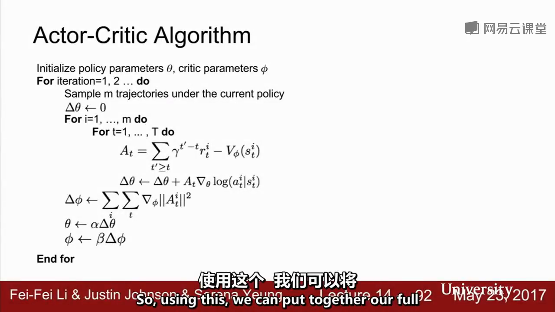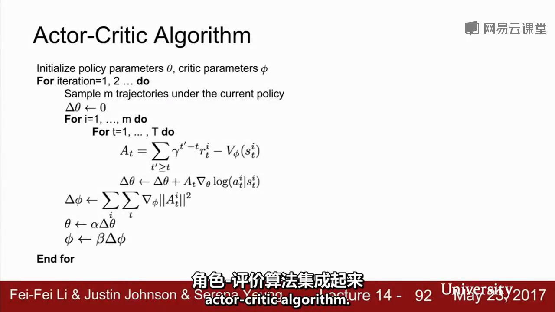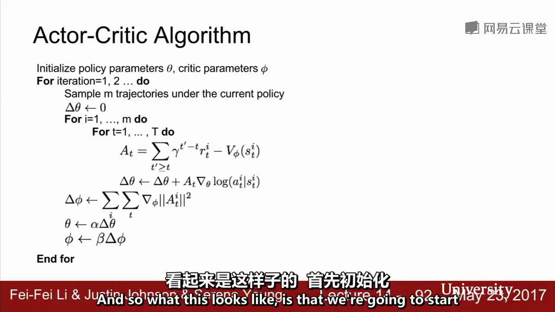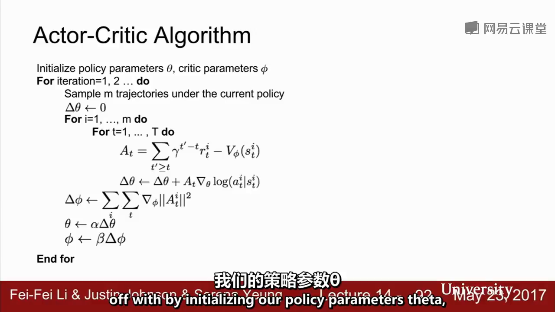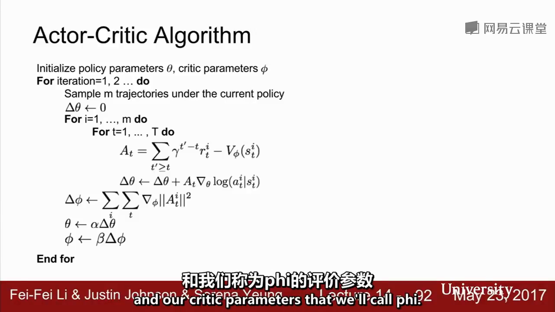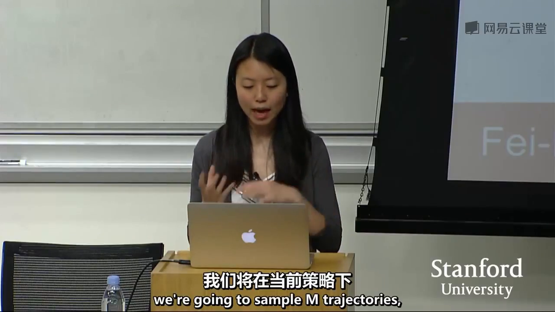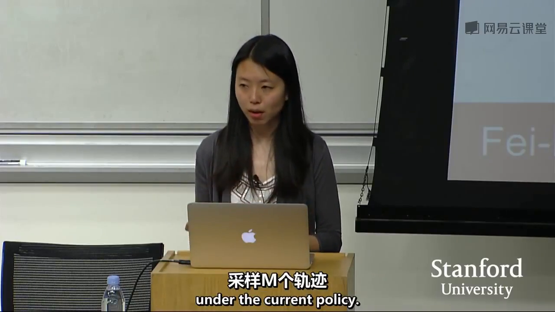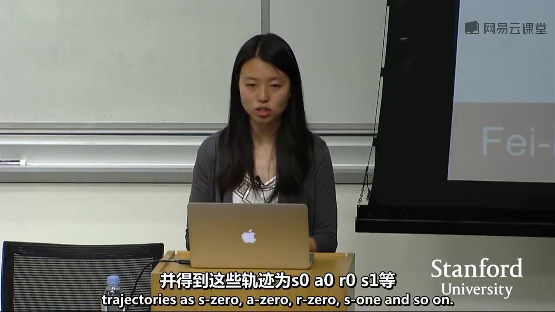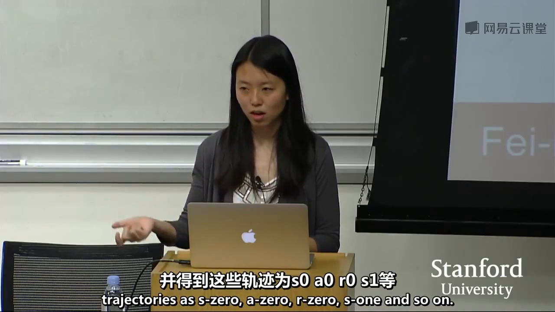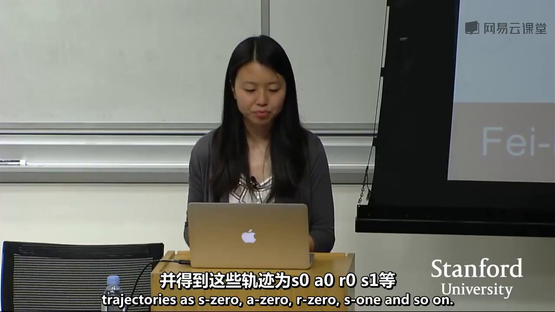So using this, we can put together our full actor-critic algorithm. We're going to start off by initializing our policy parameters theta and our critic parameters that we'll call phi. Then for iterations of training, we're going to sample M trajectories under the current policy, right? We're going to play our policy and get these trajectories S0, A0, R0, S1, and so on.